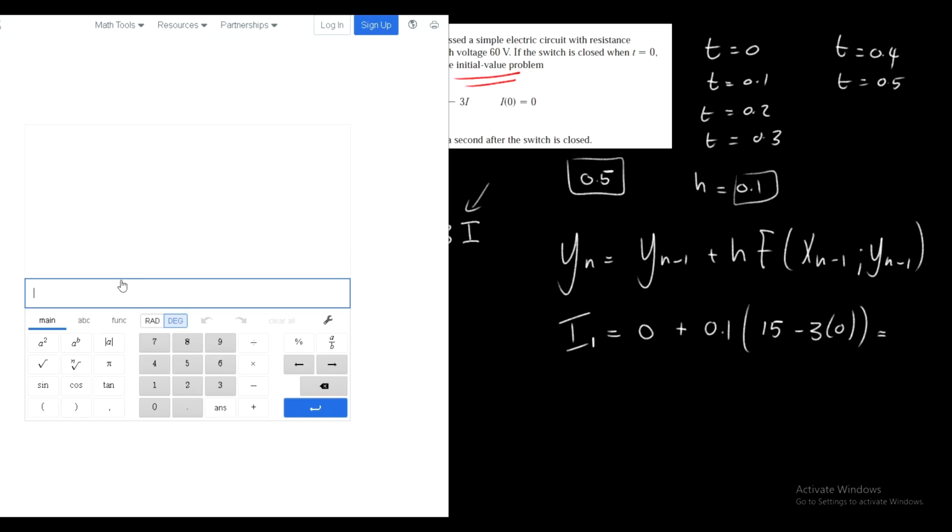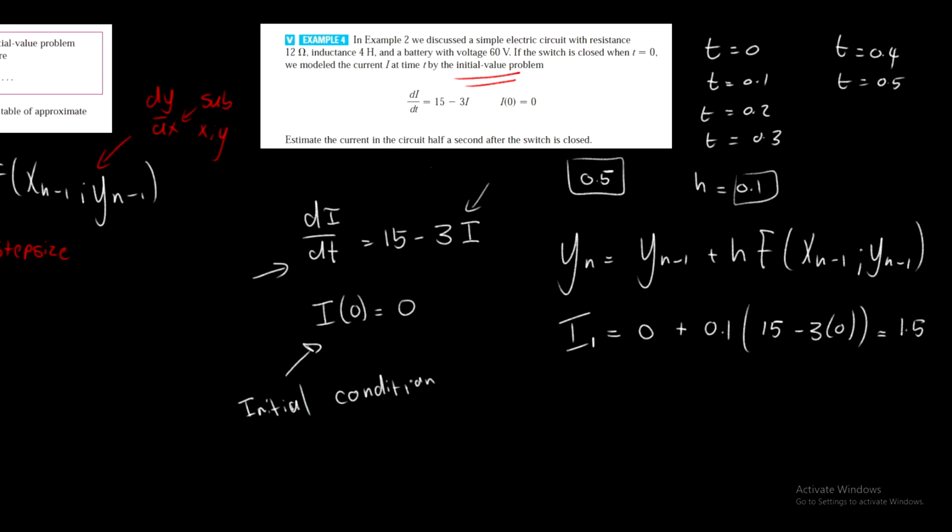Okay, what do we need? So we need 0.1 times (15 minus 0), that's it, 1.5. So our first I is 1.5. Now for I sub 2, I'm just going to plug in. Here's the tricky part, okay?